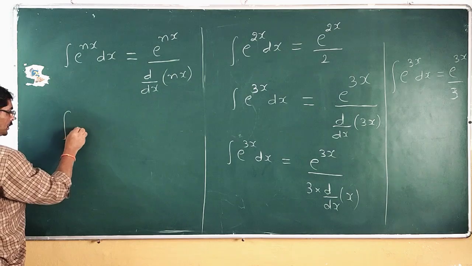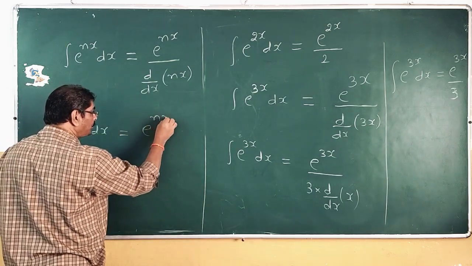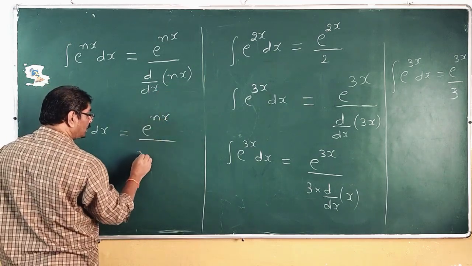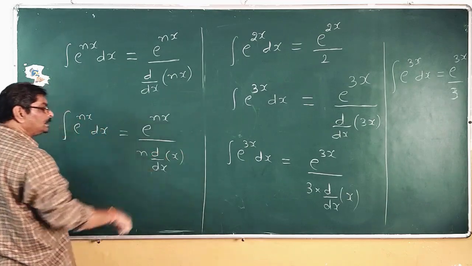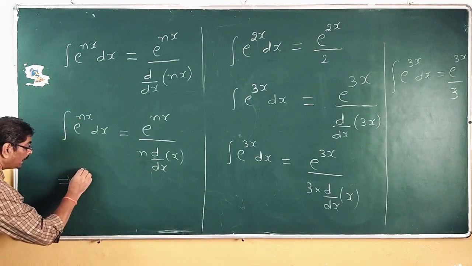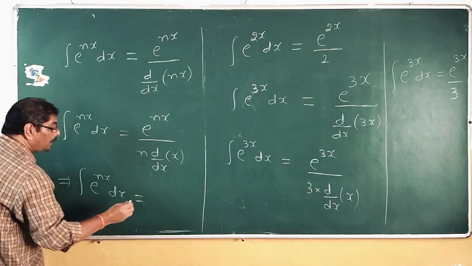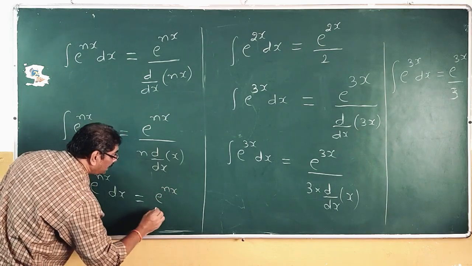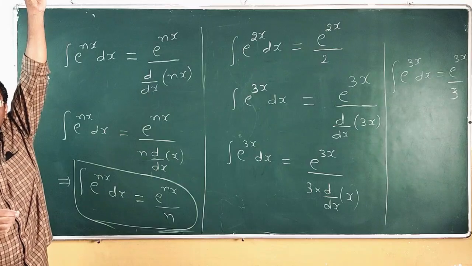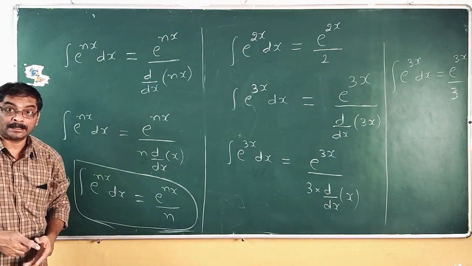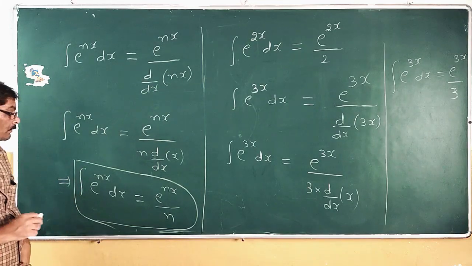So we get the integral of e^(nx) dx, with the constant taken outside. We get d/dx of x equal to 1. So the integral of e^(nx) dx will be equal to e^(nx) divided by n. That is the formula we got for the integral of e^(nx) dx: e^(nx) divided by n.